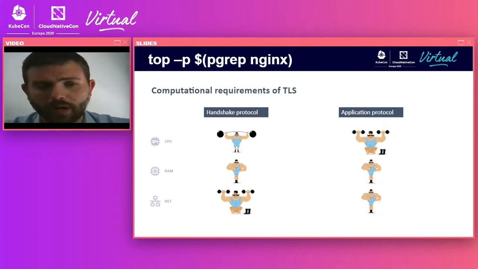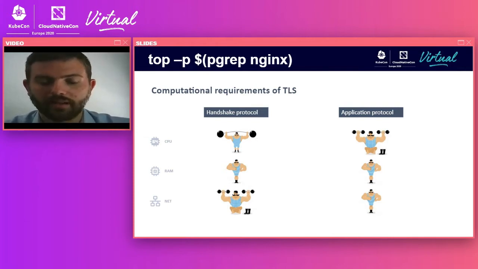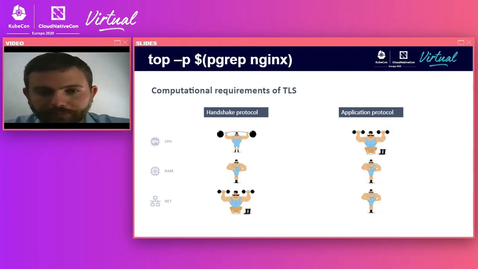The same goes for RAM. From the RAM perspective, the application protocol is not really using more RAM than without TLS, and also its overhead over the wire is pretty small. It's like 20 to 30 bytes per TLS frame, which is something we can easily manage.